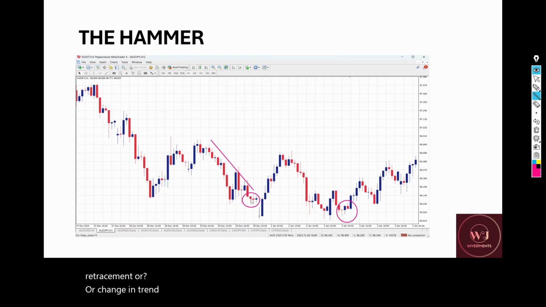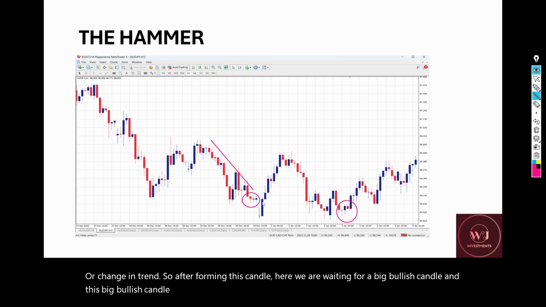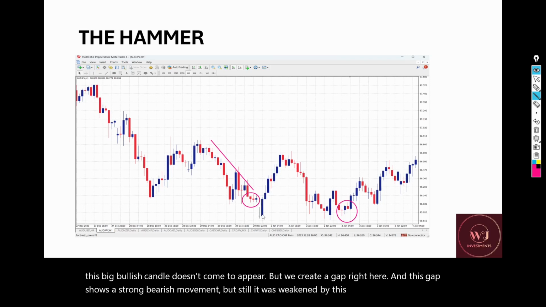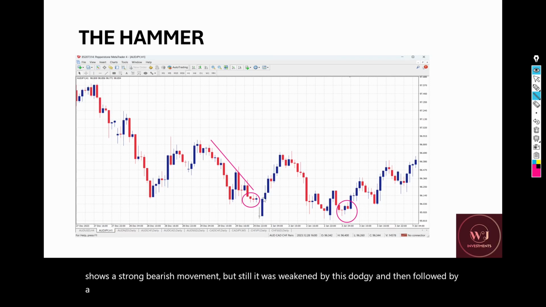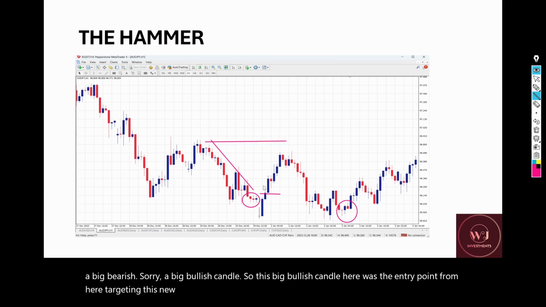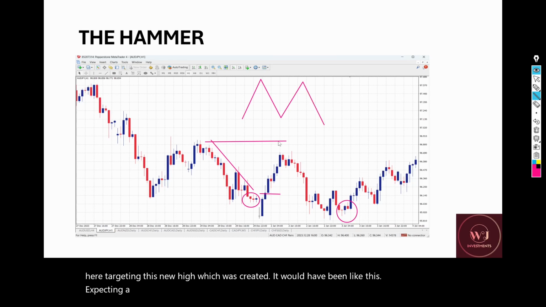So after forming this candle here, we are waiting for a big bullish candle, and this big bullish candle doesn't come to appear, but we create a gap right here, and this gap shows a strong bearish movement, but still it was weakened by this doji, and then followed by a big bullish candle. So this big bullish candle here was the entry point. From here, targeting this new high which was created, it would have been like this, expecting a big consolidation, but still it did not come to work out like we expected, and then the stop loss would be 1.5 of the ATR from where we have entered from.